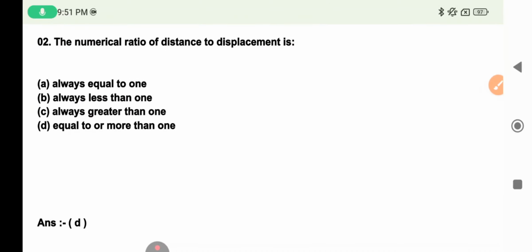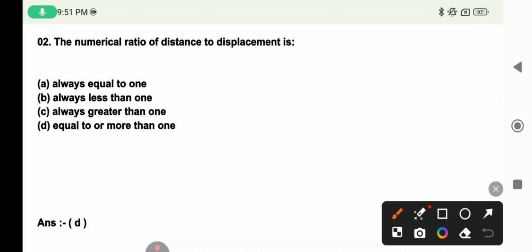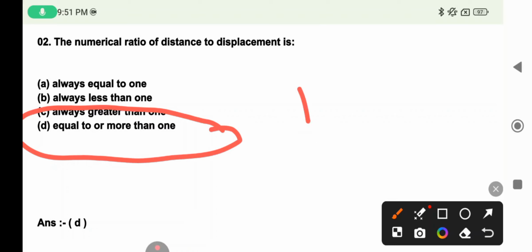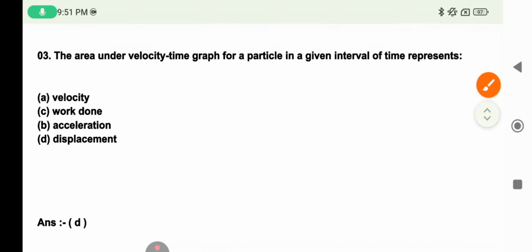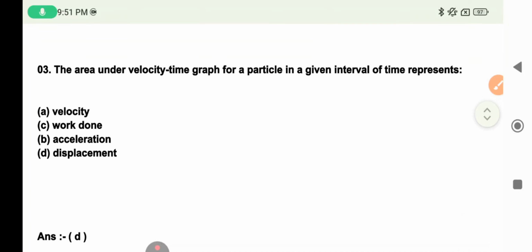The numerical ratio of distance to displacement is, and here the options: option A always equal to 1, option B always less than 1, option C always greater than 1, and option D equal to or more than 1. And the correct answer is option D, equal to or more than 1. Now move on question number third.